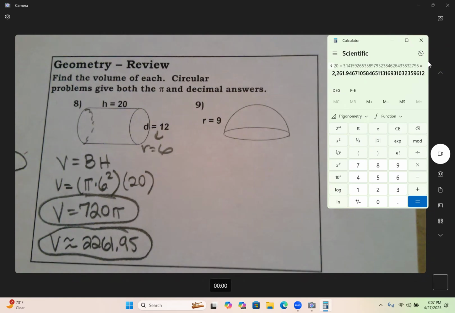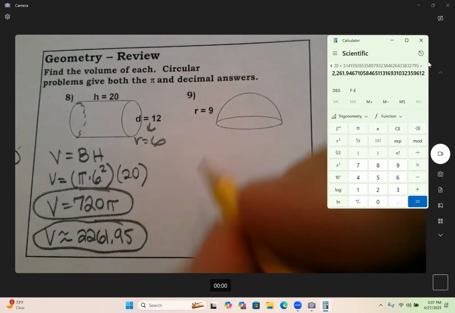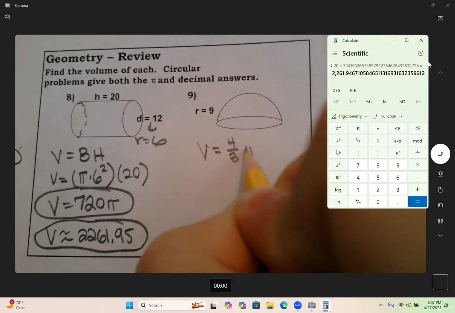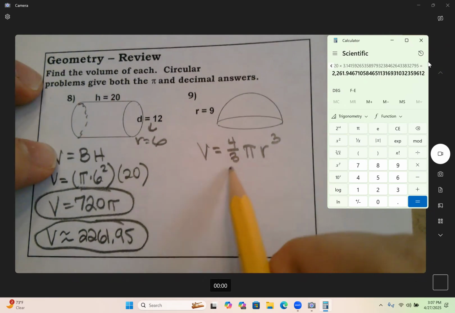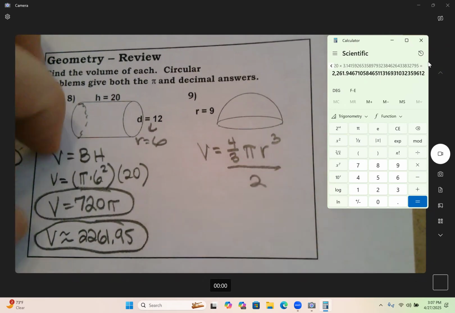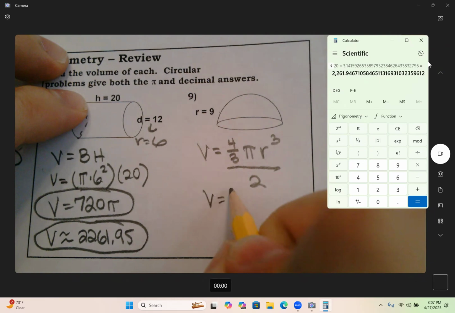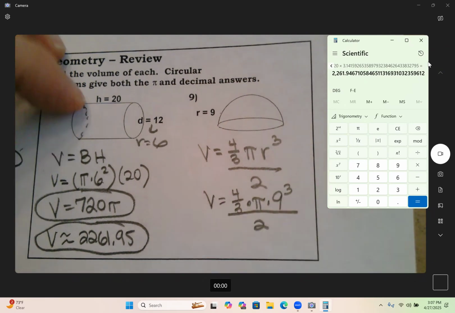All right, number nine. Number nine, we have a hemisphere, half of a sphere. So we know from our reference sheet that the volume of a sphere is 4/3 pi r cubed, but we don't have a sphere. We have half of a sphere. So we would have to divide that by 2. Okay. We know that the radius is 9. That's given to us. So we're just going to plug that in now. 4/3 times pi times 9 cubed and then divide by 2.